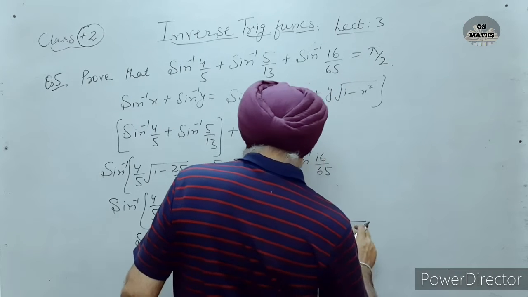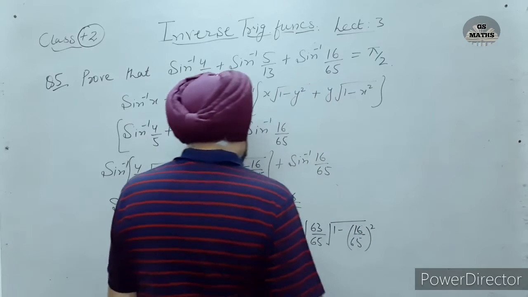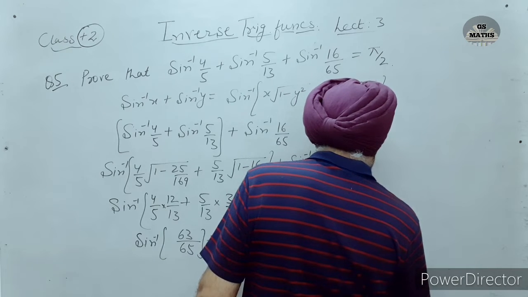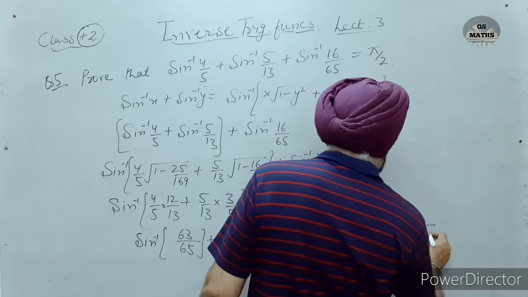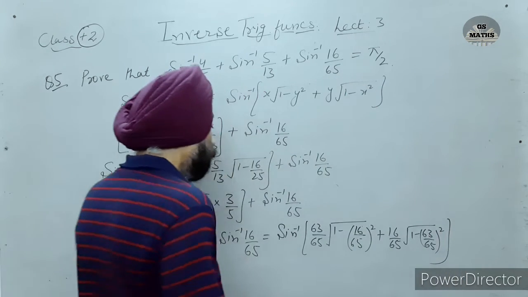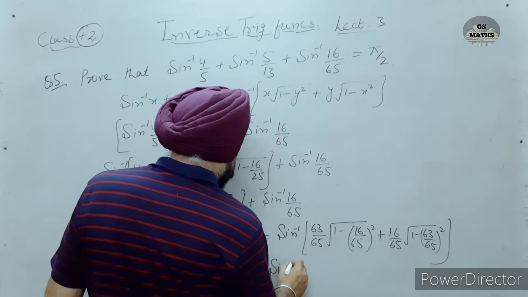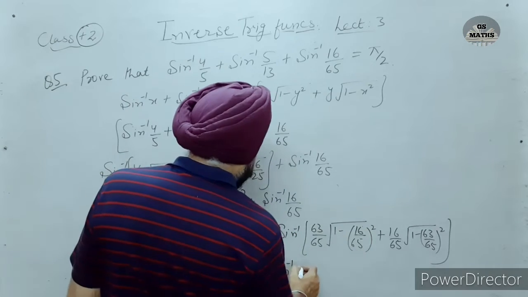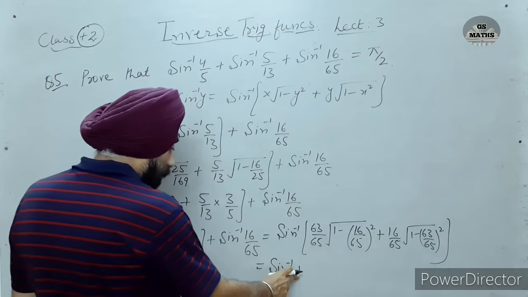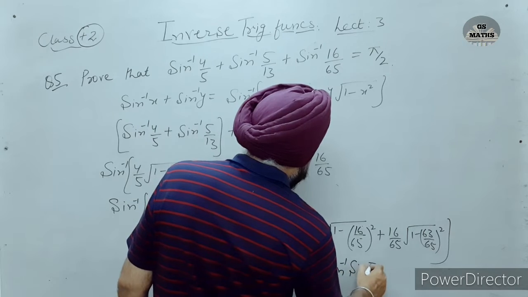Rather, I will write down as (16/65)² + (16/65) into the square root of 1 minus (63/65)². Now when we solve this, we will get sine inverse of 1. When we solve this, the answer will be 1. And I can write 1 as sine inverse sine pi by 2.